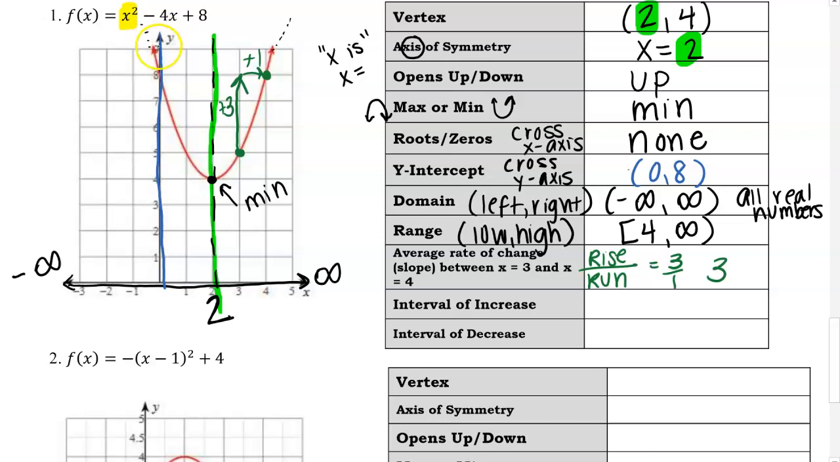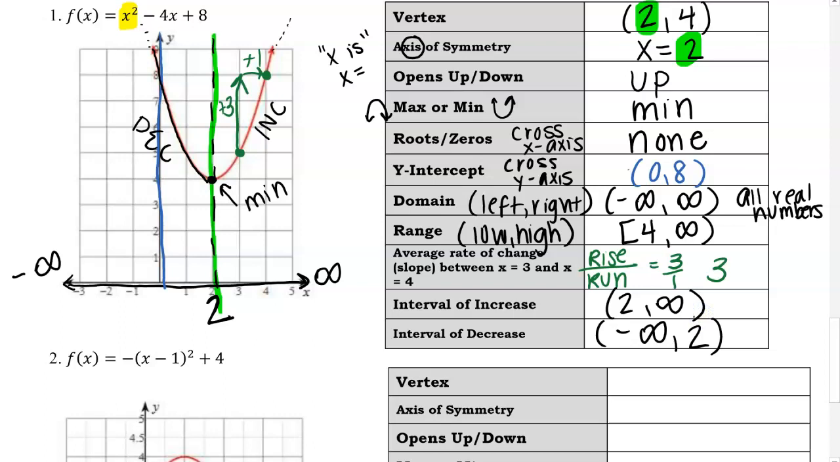So looking at this side of the graph, as we go from left to right, this graph is decreasing on the left and increasing on the right. So if we're decreasing on the left, the decreasing interval starts at negative infinity and stops at 2. On the right, if we're increasing, the interval starts at 2 and stops at infinity.